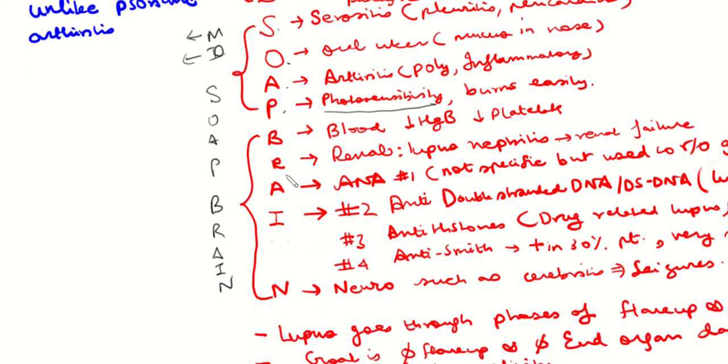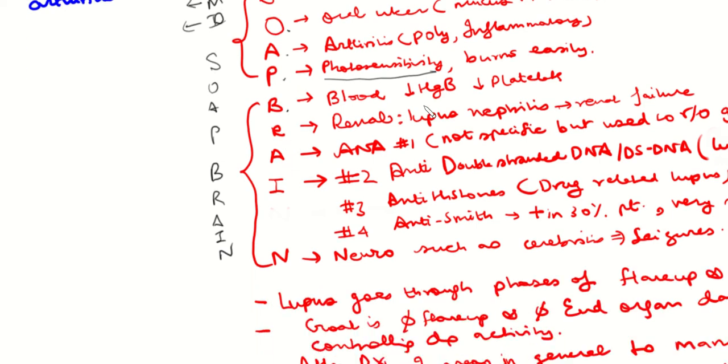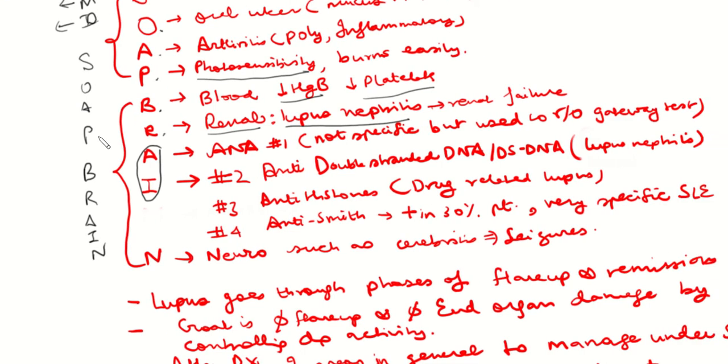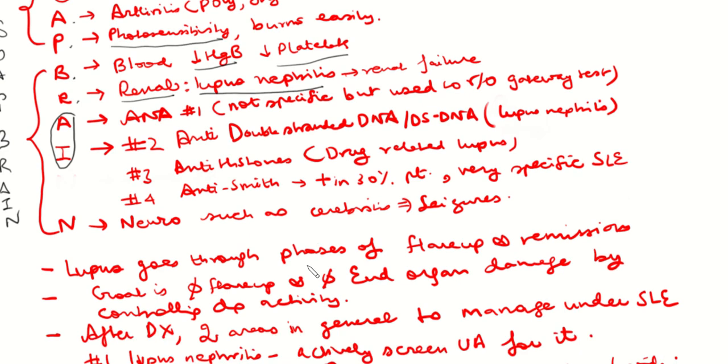So that's MD soap. With brain, they've got blood abnormalities like low hemoglobin, low platelets. R would be renal symptoms, which would be lupus nephritis is the biggest one. A and I actually are blood tests. So A would be ANA. It is not very specific as a blood test, and just because somebody has a positive ANA does not mean they have lupus, because it's not very specific for lupus.